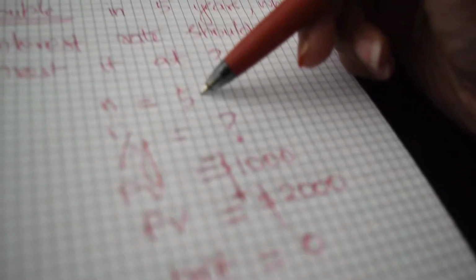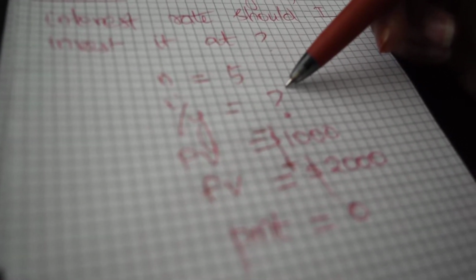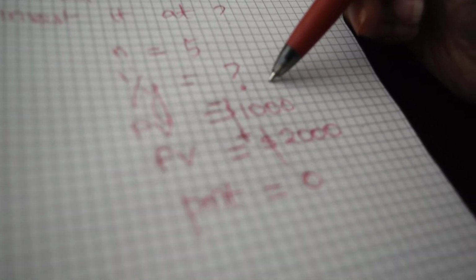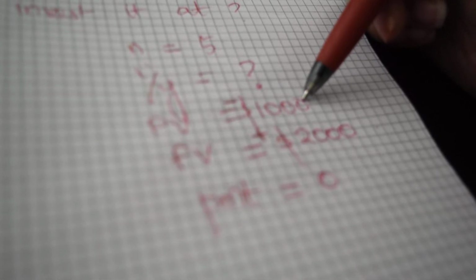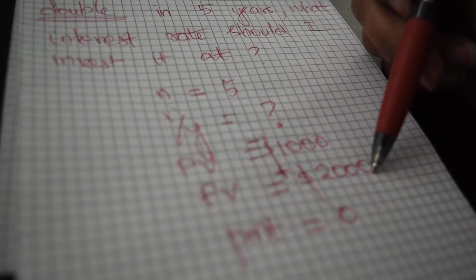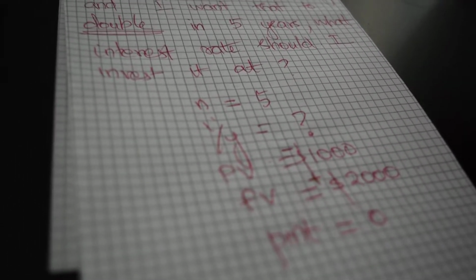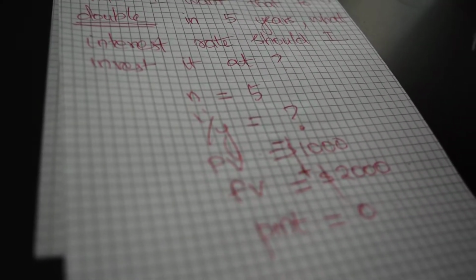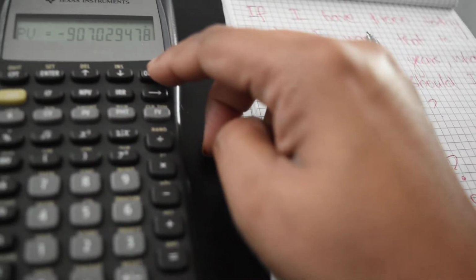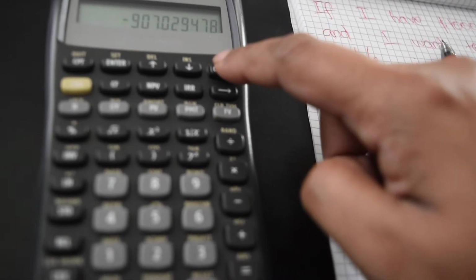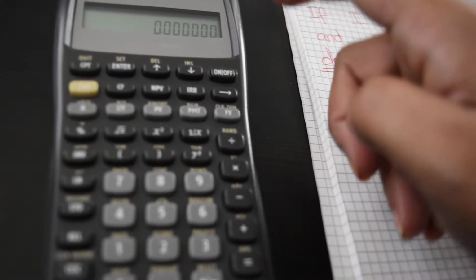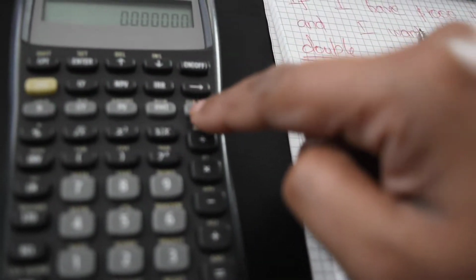So N equals 5, I over Y is what I need to compute. PV equals negative $1,000. Future value is positive $2,000. My PMT is 0. I'm going to calculate what my interest rate is. So in my calculator, I need to do second and clear TVM. That's going to clear it off. Let's do that one more time. I'm going to switch the calculator back on and do second and clear TVM. So that's done.